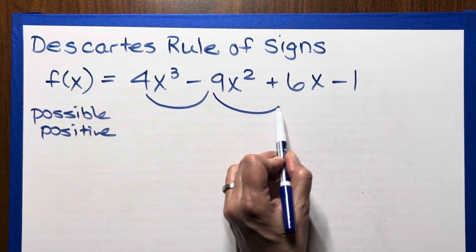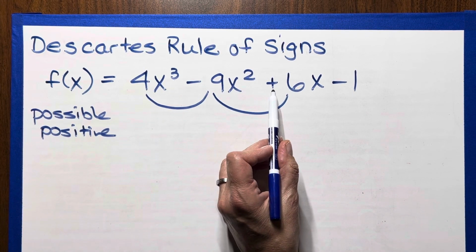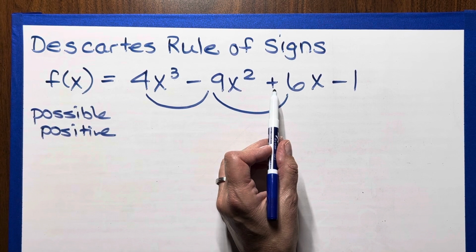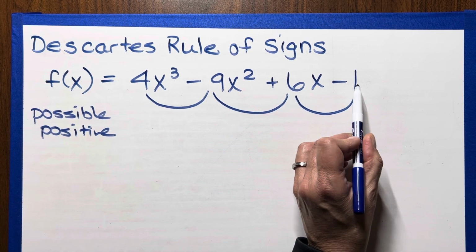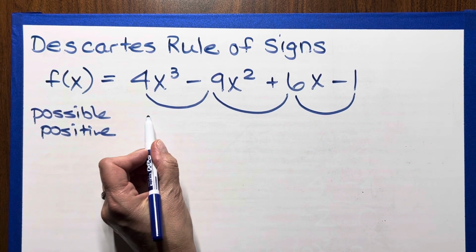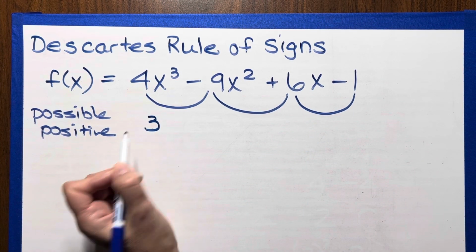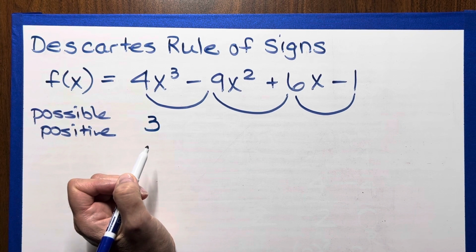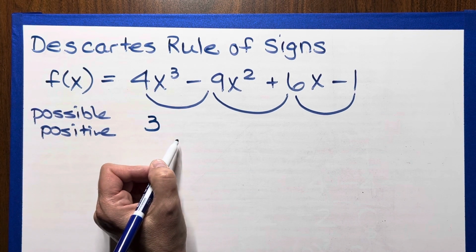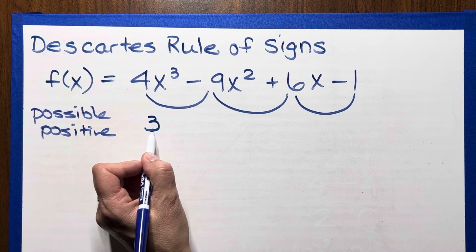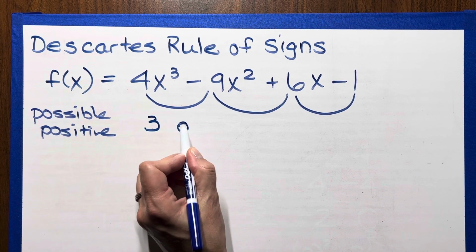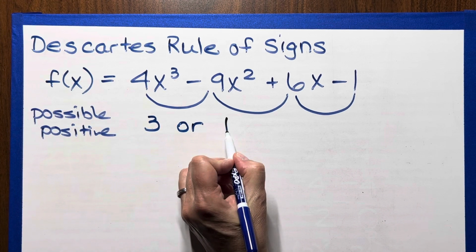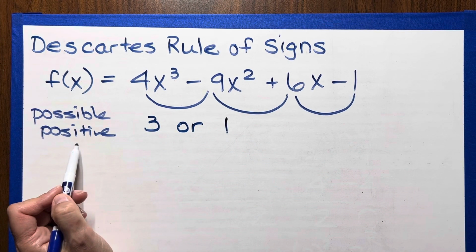From the second term to the third term, there's another sign change. So that's two possible positive roots. And from the third to the fourth, I have a third. So I have three possible positive roots, but the law of signs says that I can decrease this number by 2. That would be another option. So I have 3 or 1 possible number of positive roots for my polynomial.